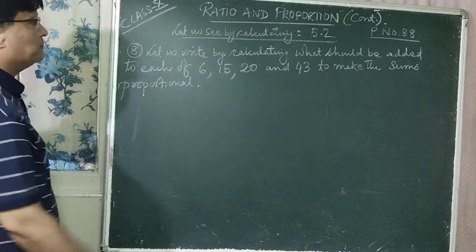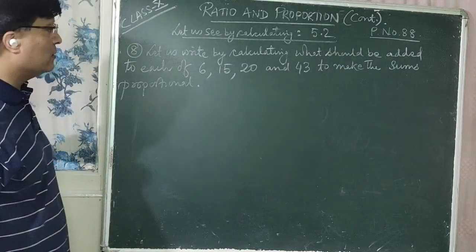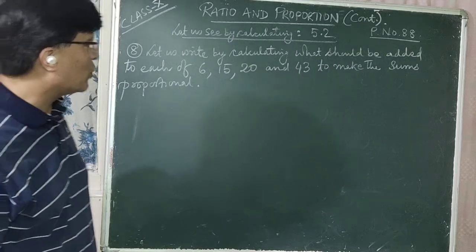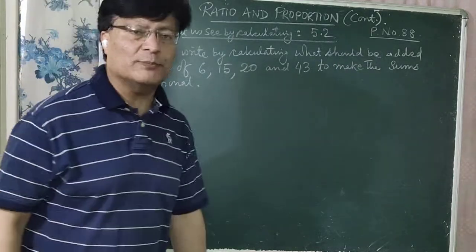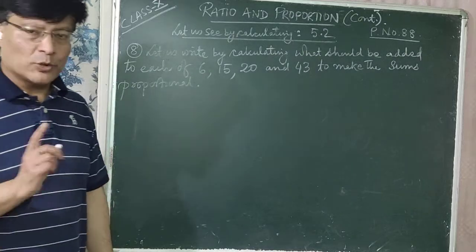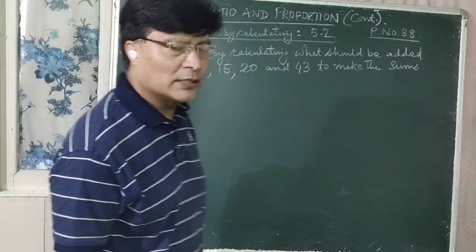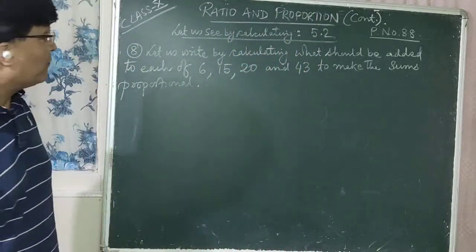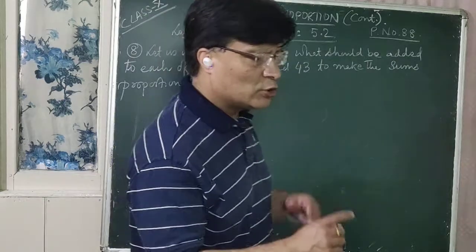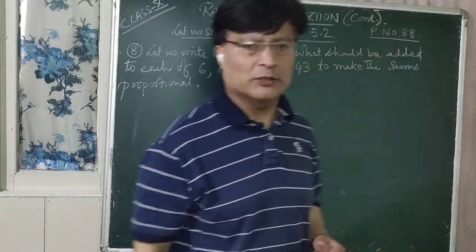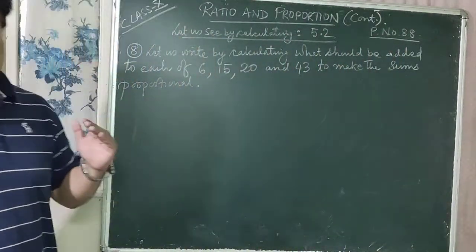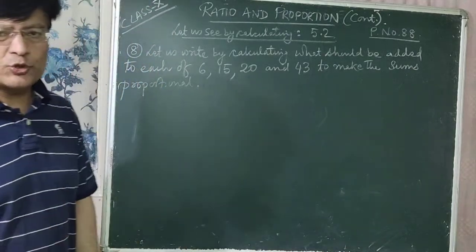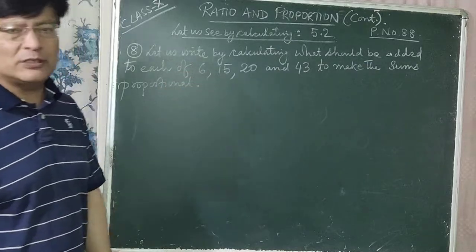Question number 8 is: what should be added to each of 6, 15, 20 and 43 to make the sums proportional? What is asked here is, what should be added to each of these four terms, 6, 15, 20 and 43, so that the sums may be in proportion. Let us assume that x should be added to each of these four terms, right?